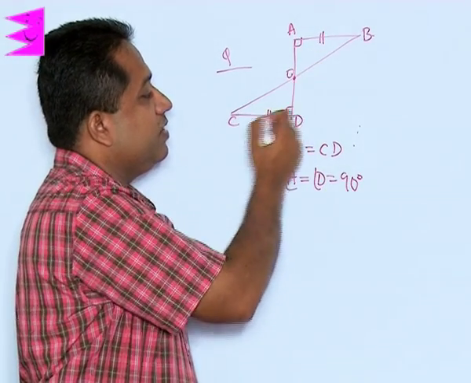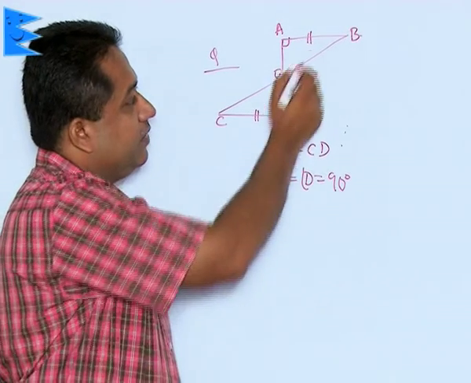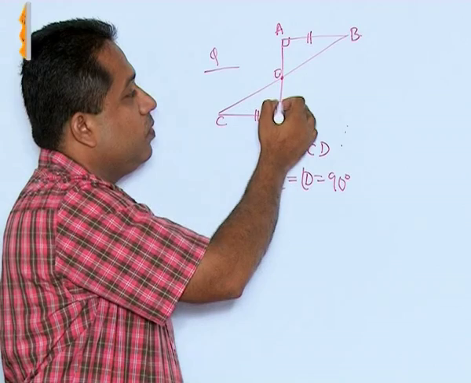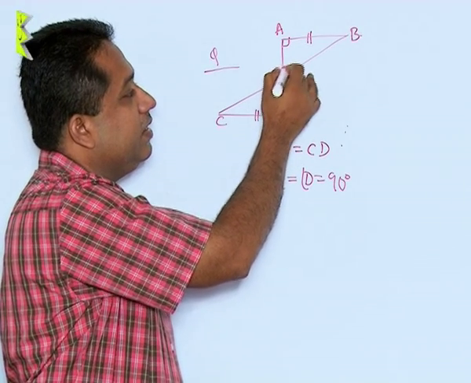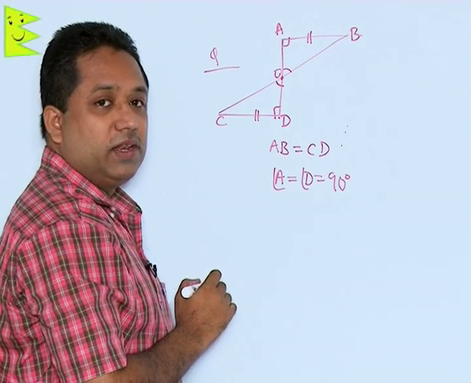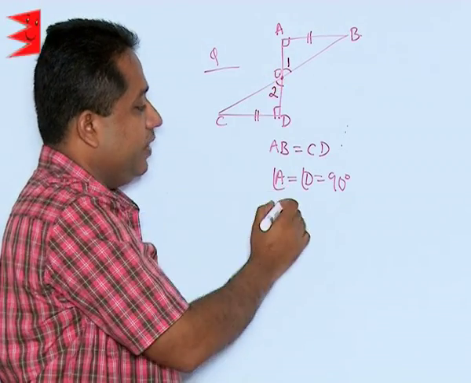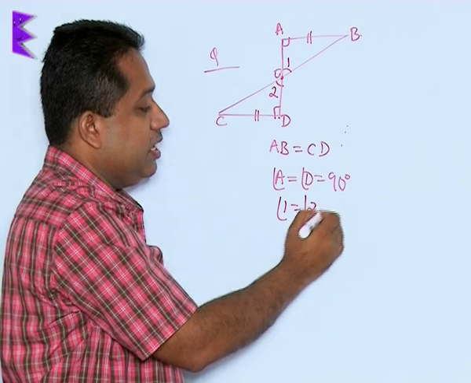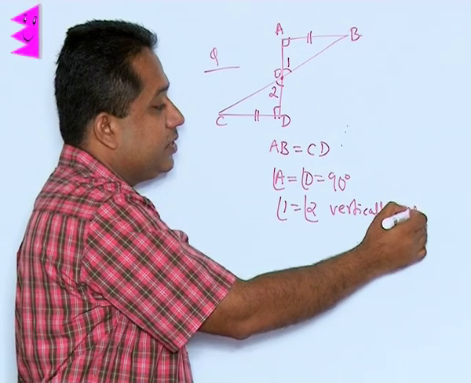We have AB and CD equal, and we require one more condition. These are two intersecting lines, and we find that when the lines are intersecting, these two angles will be equal. These angles are called vertically opposite angles. So we can say that angle 1 and angle 2 are equal because they are vertically opposite angles.